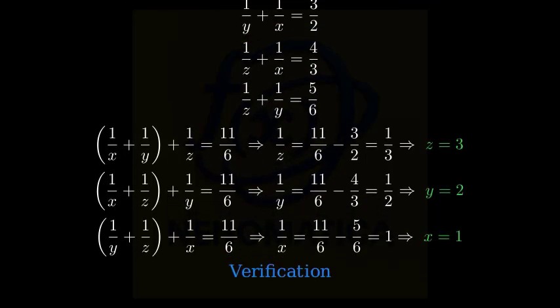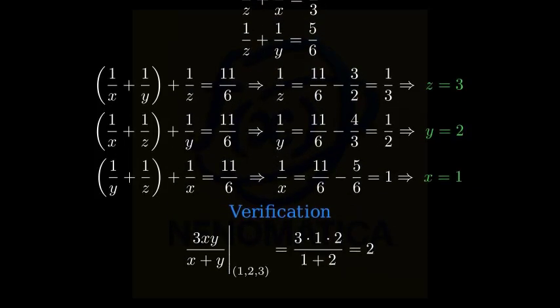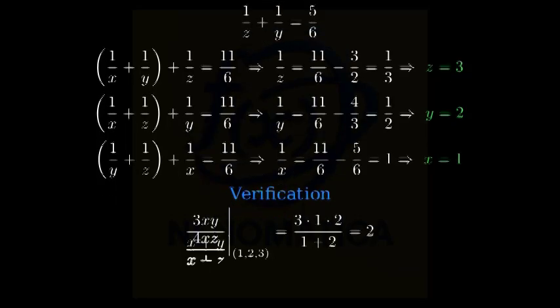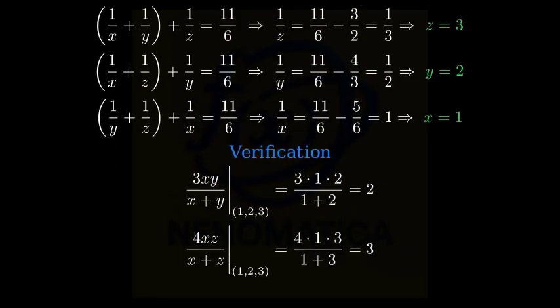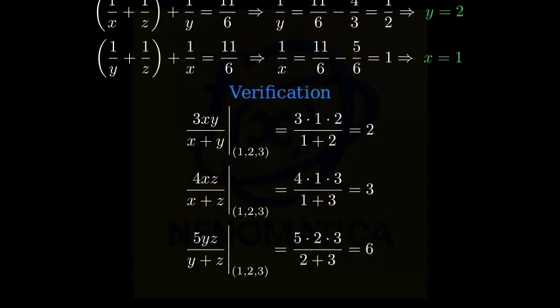Quick check. Plug the values into the original system. 3xy over x plus y becomes 3 times 1 times 2 over 1 plus 2, which is 2. 4xz over x plus z becomes 4 times 1 times 3 over 1 plus 3, which is 3. 5yz over y plus z becomes 5 times 2 times 3 over 2 plus 3, which is 6.